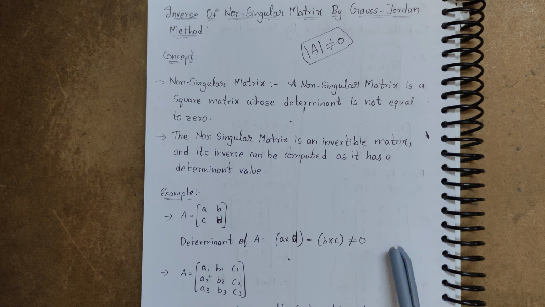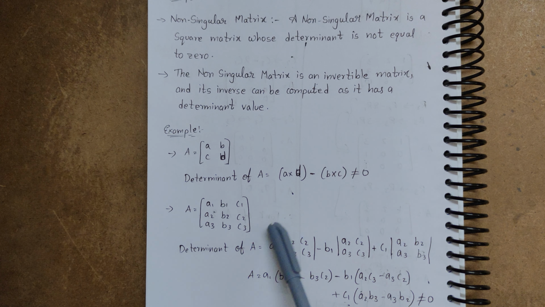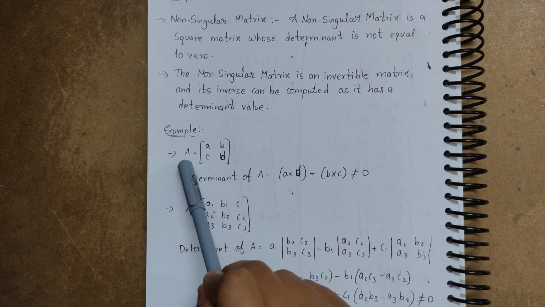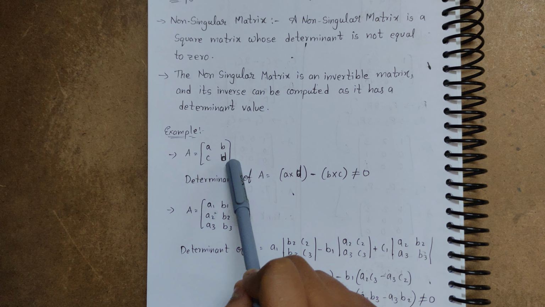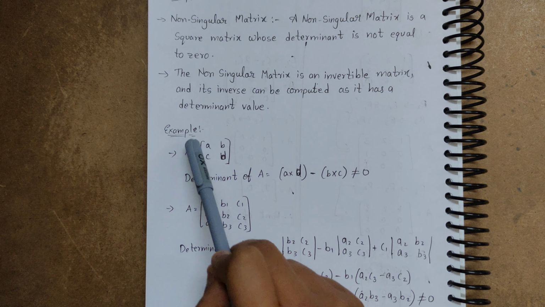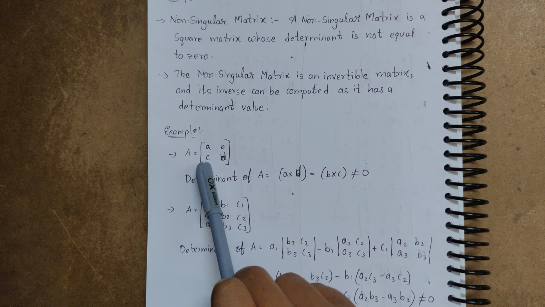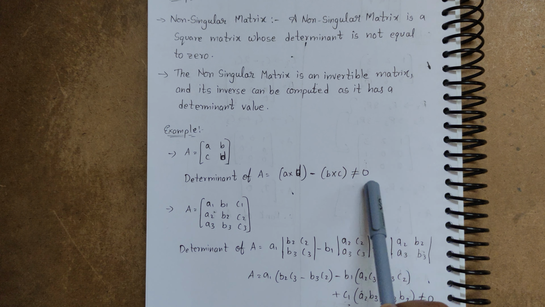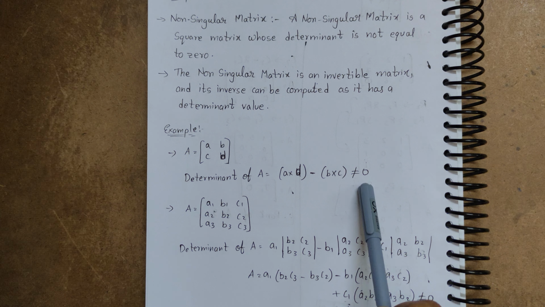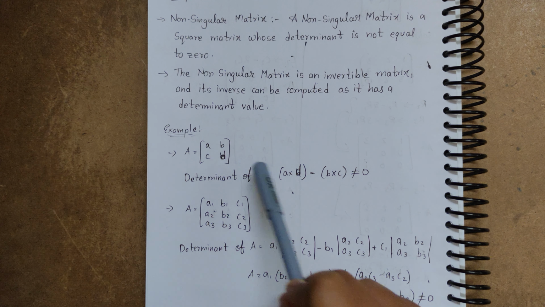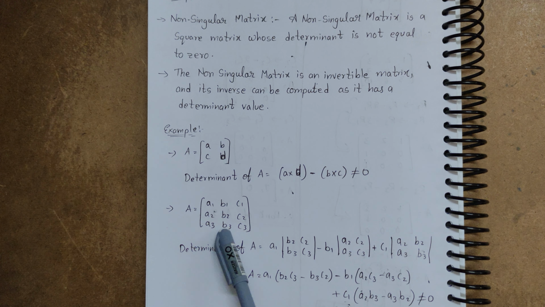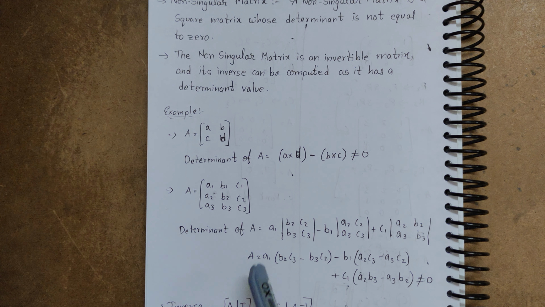Okay, we will see here how we will find the determinant. For a matrix A, B, C, D, the determinant of A is A into D minus B into C, which should be not equal to 0. Then only we can find the inverse matrix. So this is for a 2 by 2 matrix. Now we will see the determinant for a 3 by 3 matrix. How will we find the determinant for this?